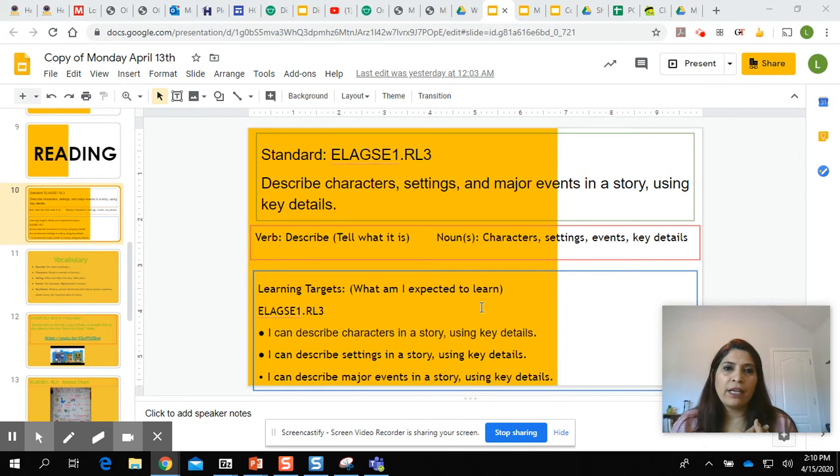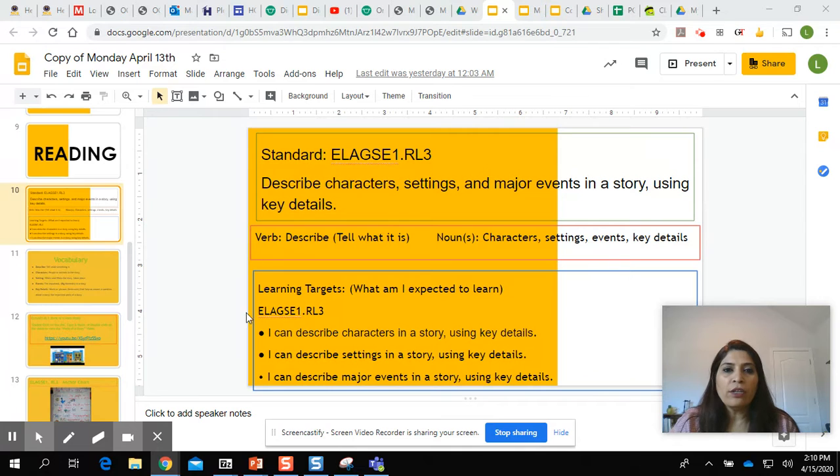Because if you don't understand what the standard is asking you to do, then you don't know what you're expected to do. So for today's lesson, the standard is describe character settings and major events in a story using key details. The word describe means that you should be able to tell what it is. So what are you telling? You're telling about the characters, the settings in the story, and the major events in the story, providing some key details.